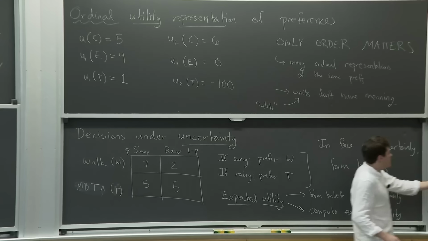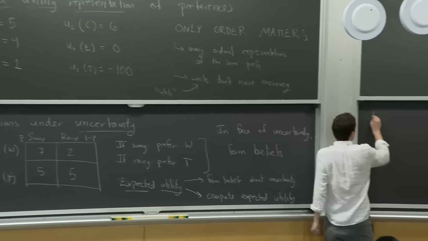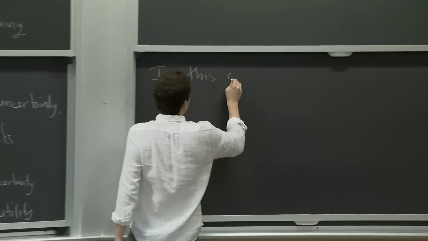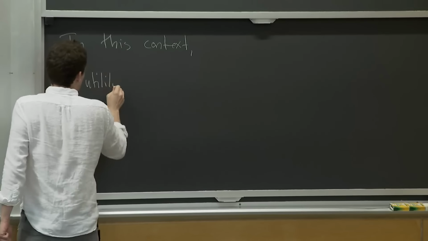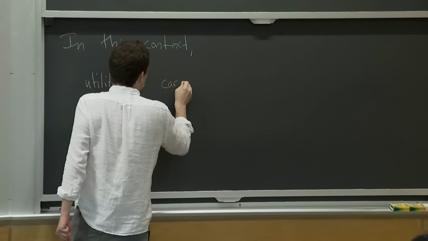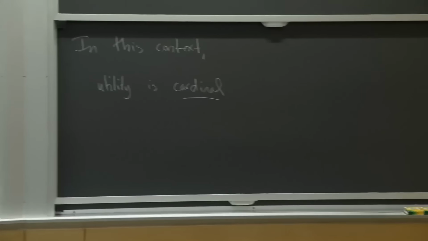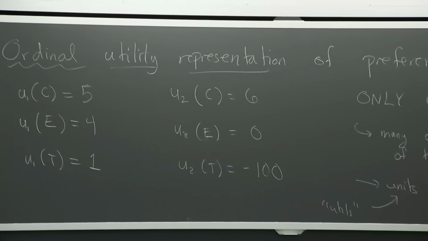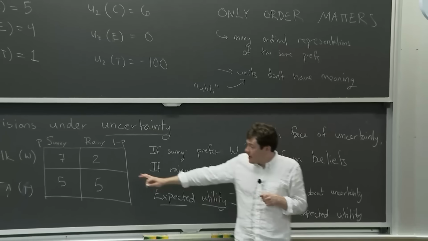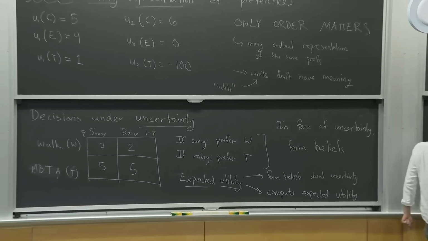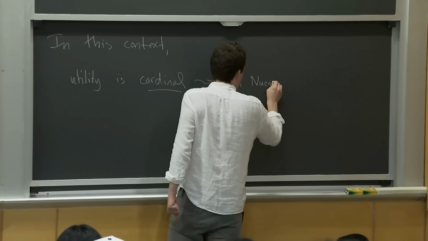So in the decision-making under uncertainty, in this context, utility is cardinal, as opposed to ordinal. Ordinal means only the order matters. That's where the word ordinal comes from. Cardinal means the size or the actual numbers matter. And the way we distinguish this is we say that this utility function here is a von Neumann-Morgenstern utility function.